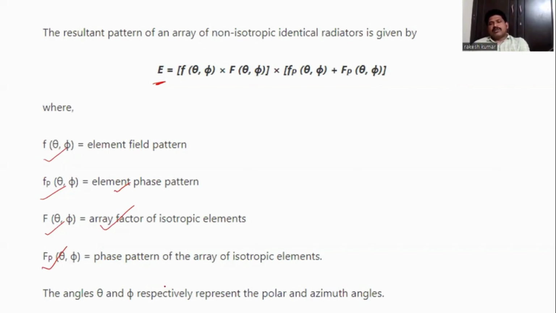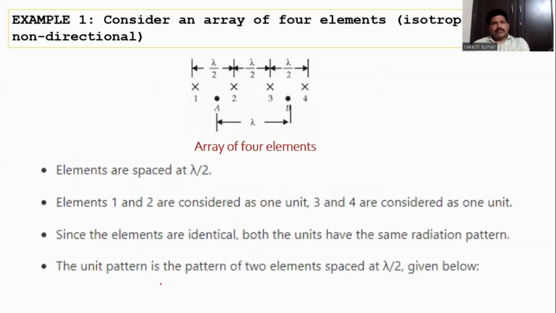This can be easier to understand by doing an example. Let us do one or two examples. Now let us see the first example. Consider here how many elements are there? 4 elements. Let us consider the first element, second element, third element, fourth element: elements 1, 2, 3, 4.